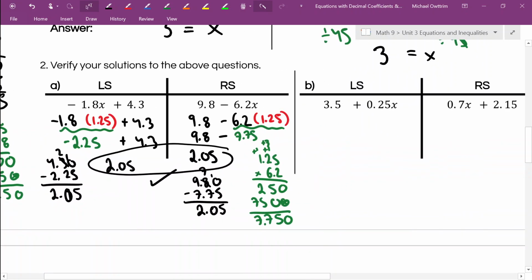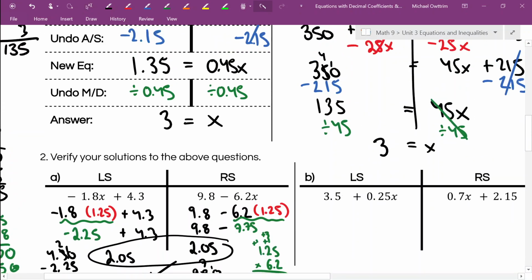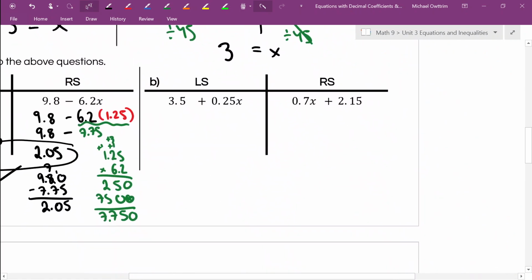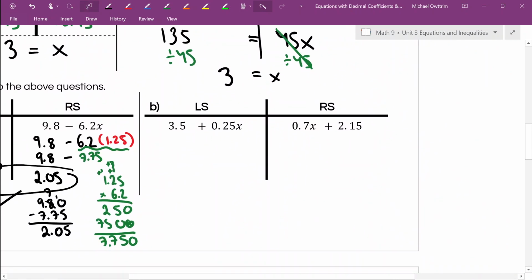Okay, now again, we don't really care what number we get on both sides as long as it's the same number. So since we did get the same number on both sides, we know that our original solution of x equals 1.25 is in fact correct. If we take a look at question B, a little bit easier since we thought the solution was x equals 3. So let's go ahead and substitute in 3 for the value of our x's, and we'll do our calculations.